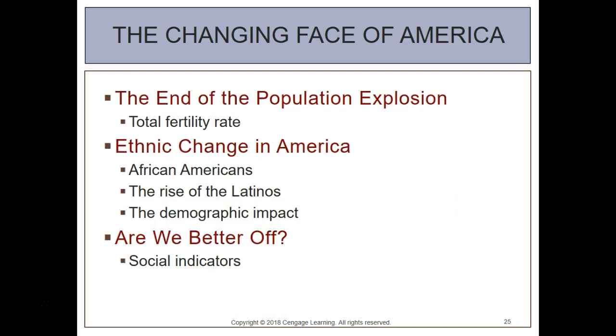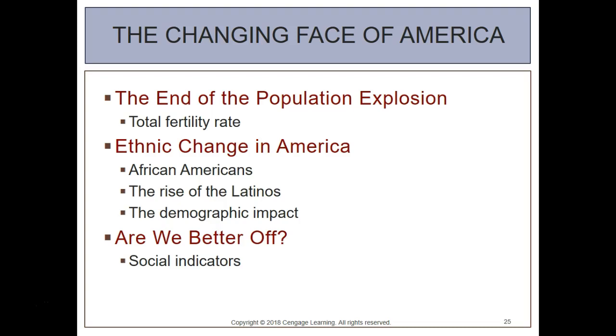Okay, changing face of America, the end of the population explosion. Basically, fewer people are being born. We are experiencing more and more older people. The population is getting older on average, and for a number of different reasons that we'll talk about later when we talk about economic policy and the economy in this country.